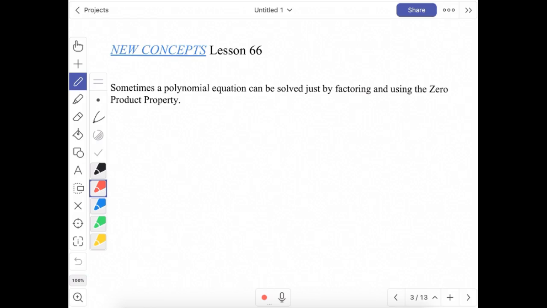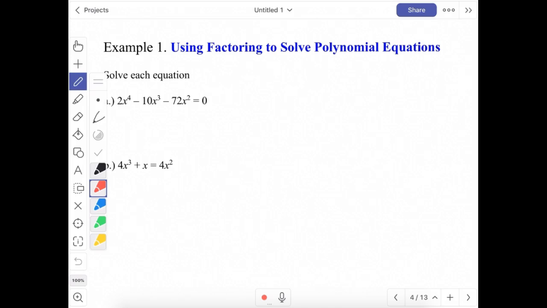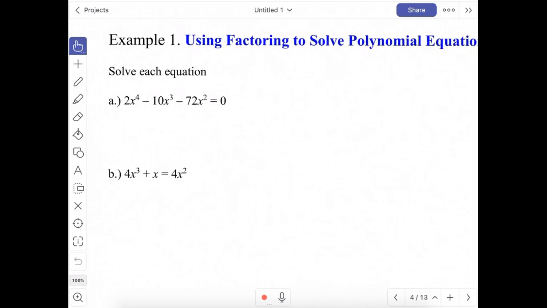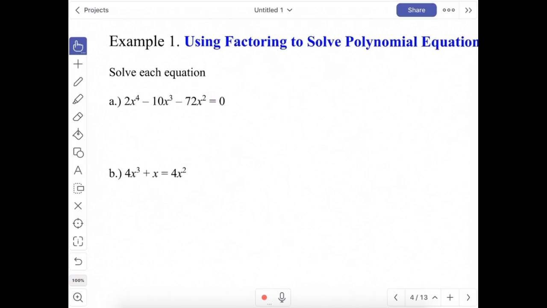Okay, now starting off. Sometimes a polynomial equation can be solved just by factoring and using the zero product property. This is probably what we are most familiar with and most comfortable doing. So let's take a look at a couple examples using that zero product property. If I'm looking at this first one, 2x to the 4th power minus 10x cubed minus 72x squared equals 0. Zero product property, we have that set equal to 0.